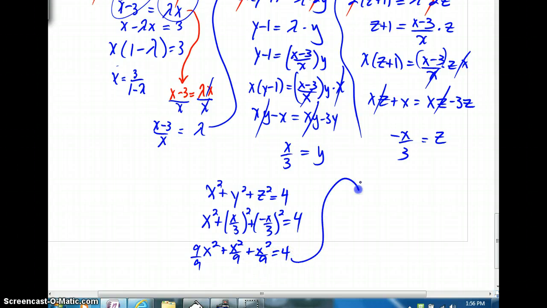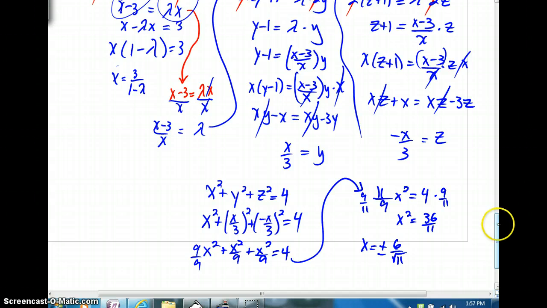So let me just continue over here. 11 ninths x squared equals 4. Tell you what, how about we multiply both sides by the reciprocal, multiply by 9/11ths, and we'd have x squared would equal 36 all over 11. So x would be two possible solutions, plus or minus 6 over root 11.